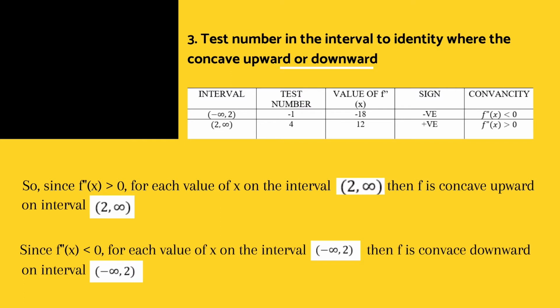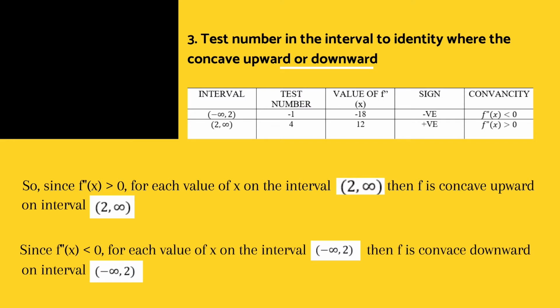We need to test a number in each interval. We can use any number we want in the interval. I have made a table with 5 columns: interval, test number, value of f''(x), sign, and convexity. I use -1 and +4 as the test numbers to test the value of f''(x).